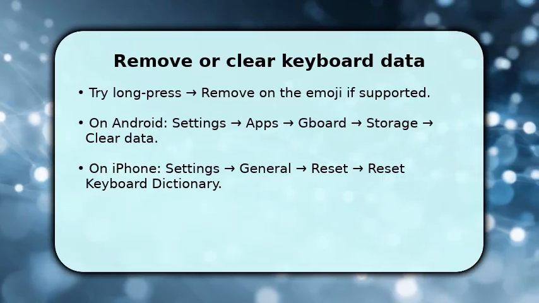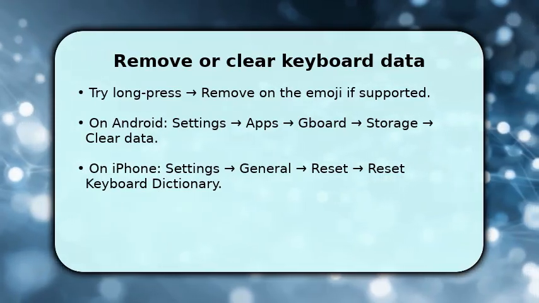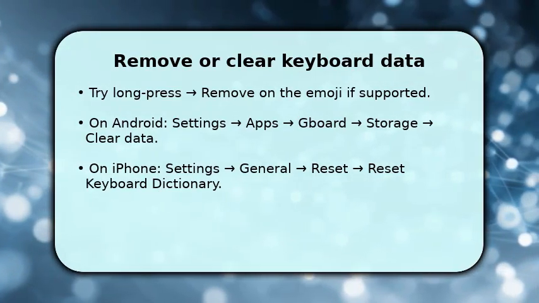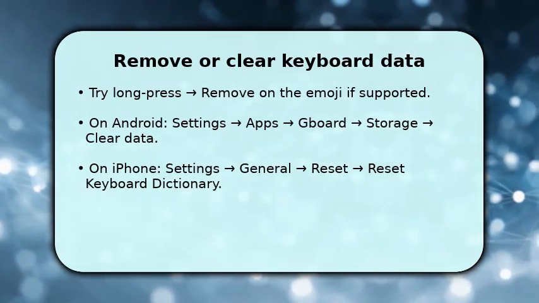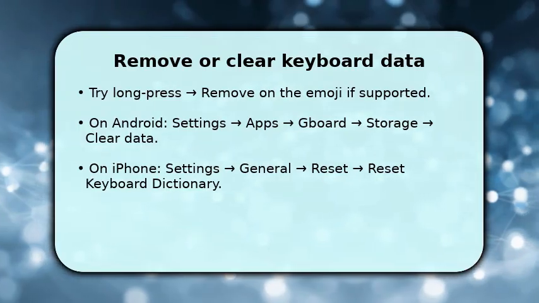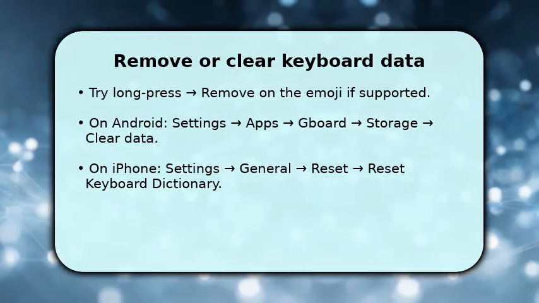On iPhone go to Settings, General, Transfer or Reset iPhone, then Reset and Reset Keyboard Dictionary to wipe learned emoji history. Once done, reopen WhatsApp and check the emoji panel. The recently row should be empty or significantly reduced.